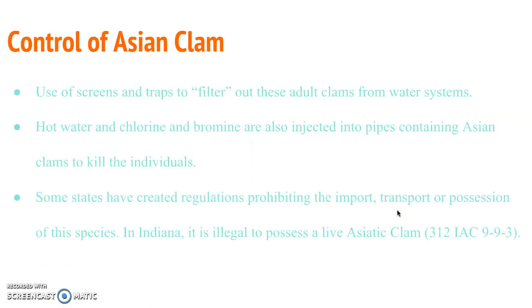Control of the Asian clam. Current measures to keep the species under control include the use of screens and traps to filter out these adult clams from water systems. Hot water and chlorine and bromine are also injected into pipes containing Asian clams to kill the individuals. Some states have created regulations prohibiting the import, transport, or possession of the species. In Indiana, it is illegal to possess a live Asiatic clam.